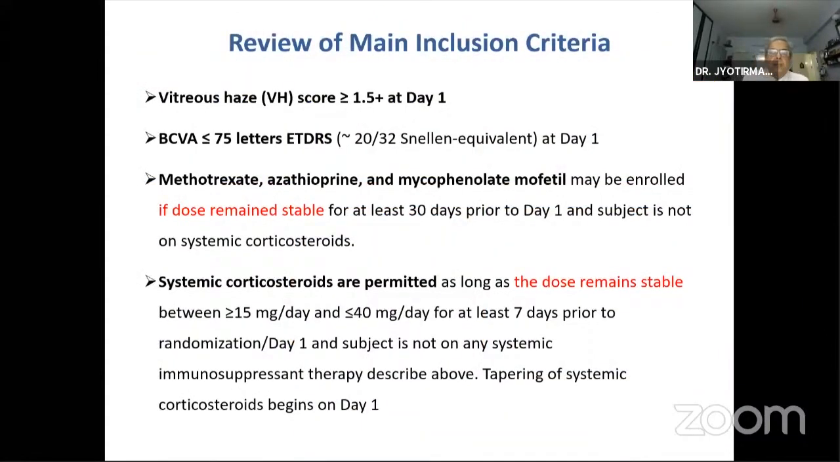So the review of the main inclusion criteria is vitreous haze. Best corrected visual acuity should be more than 75 letters. Methotrexate and azathioprine, if used, should have a stable dose. Systemic corticosteroids, if used, are permitted as long as the dose remains stable between 15 milligram per day and 40 milligram per day for at least 7 days prior to randomization.